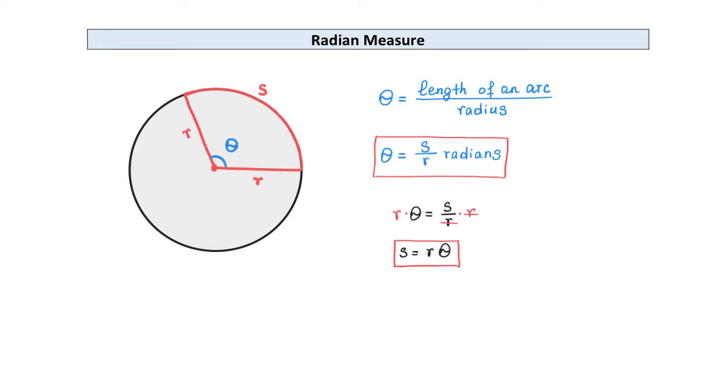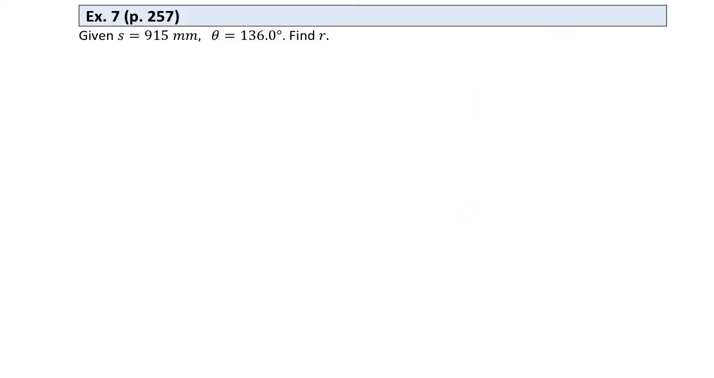Now let's try an exercise. This is exercise 7 on page 257. We are given the length of an arc of 915 millimeters. Angle theta is 136 degrees, and we have to find the radius of the circle.